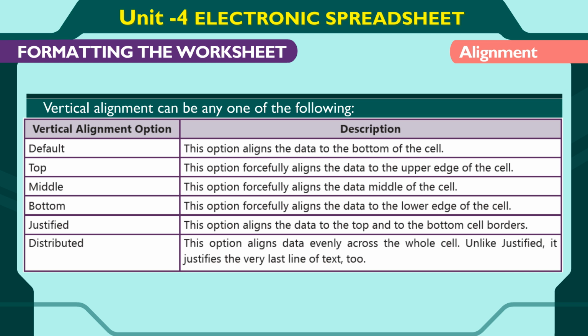Vertical alignment can be any one of the following. Default. This option aligns the data to the bottom of the cell. Top. This option forcefully aligns the data to the upper edge of the cell. Middle. This option forcefully aligns the data to the middle of the cell. Bottom. This option forcefully aligns the data to the lower edge of the cell. Justified. This option aligns the data to the top and to the bottom cell borders. Distributed. This option aligns data evenly across the whole cell. Unlike justified, it justifies the very last line of text too.